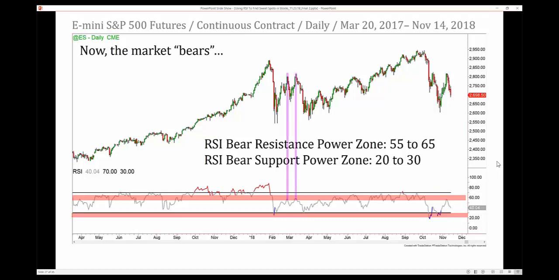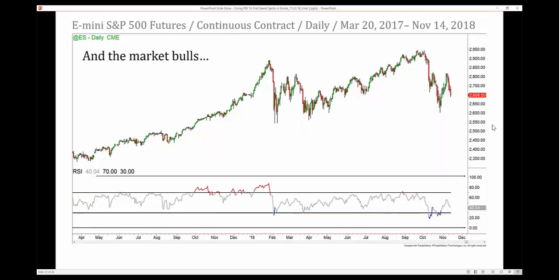So see here how in the correction that we had earlier this year, the first sign that we might not actually be out of the woods came with the resistance in the bear power zone. And on this entire recovery that we had in the first part of November, I was skeptical. And one of the reasons was because of the way the RSI power zones were behaving. Now let's look at the bull scenario.